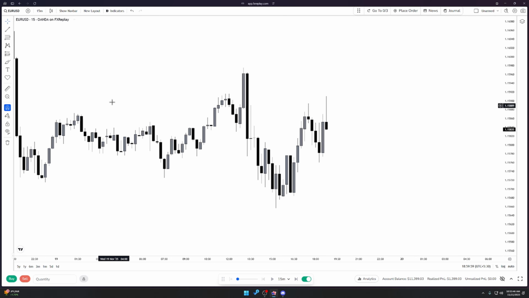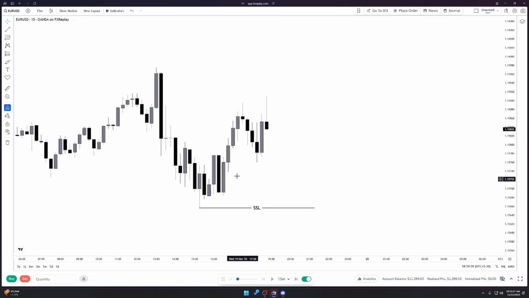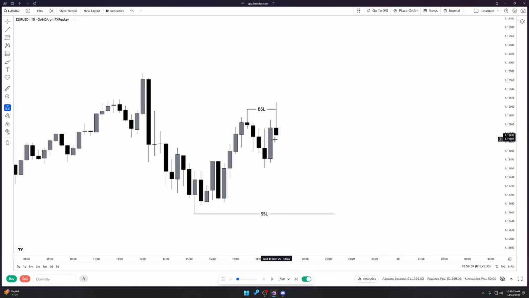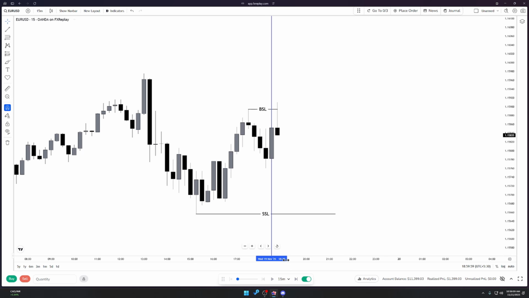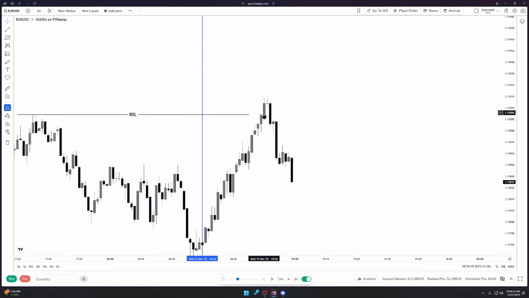So coming to our next example, we have this low as our sell side liquidity because it is a clear swing low. Our swing high has already been taken out at our key time, which is 6:30 p.m. Indian time or 8 a.m. Eastern time. Now we drop down to the 1-minute time frame to look for confirmations.